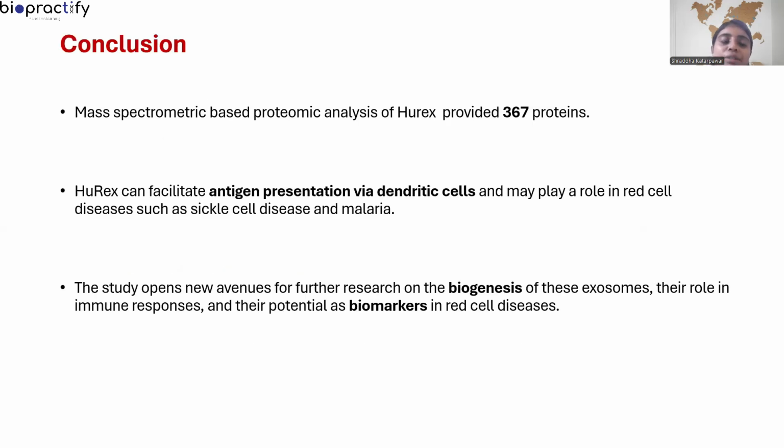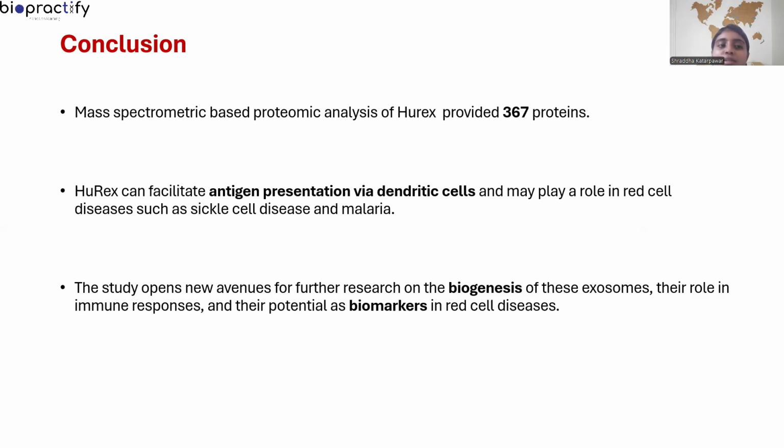In conclusion, this is the first mass spectrometry based proteomic analysis of uRex, which provided us 367 proteins. Earlier, only 7 proteins were isolated and quantified, but in this proteomic analysis we have got 367 proteins identified and quantified.